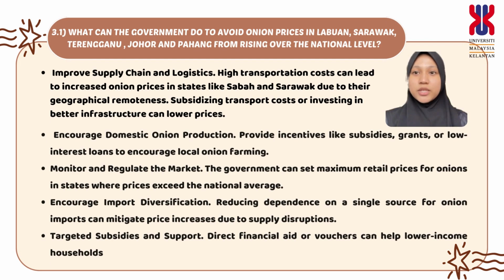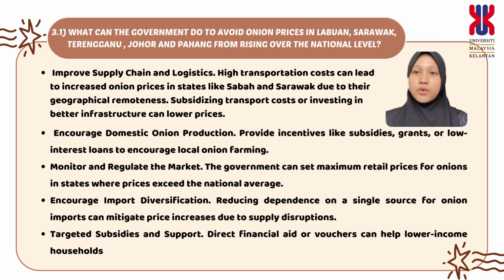What can the government do to avoid onion prices in Labuan, Sarawak, Terengganu, Johor and Pahang from rising over the national level? First, improve supply chain and logistics. The government needs to improve the supply chain in remote areas such as Sabah and Sarawak, subsidize transportation costs or invest in better routes and logistics. Next, encourage domestic onion production.